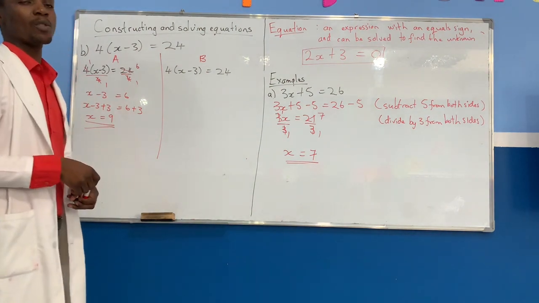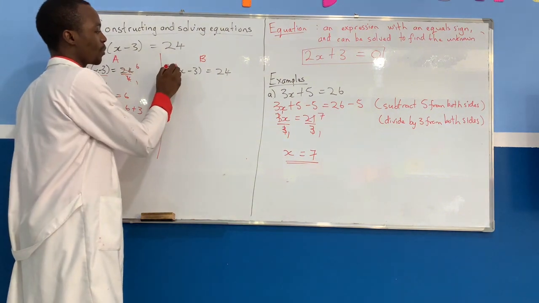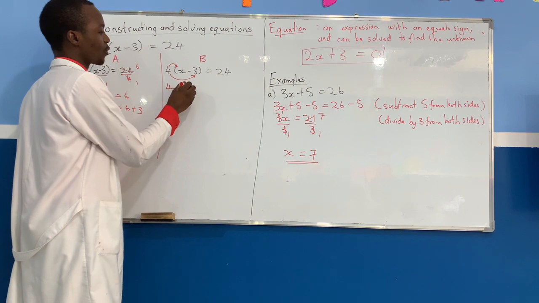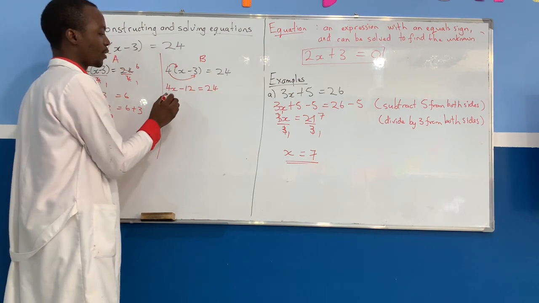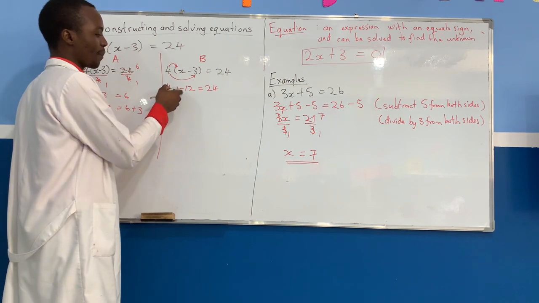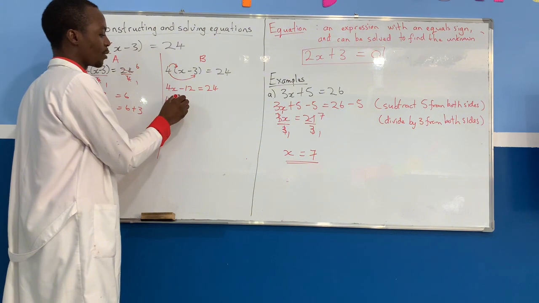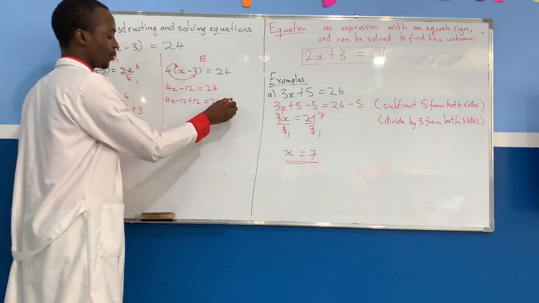Okay, the second method, method B, what we'll do is very simple: expand. 4 will multiply the x and 4 will also multiply the minus 3. So it will be 4x minus 12 equals 24. Then we add 12 to both sides, so that we have like terms on the same side: 4x minus 12 plus 12 equals 24 plus 12.